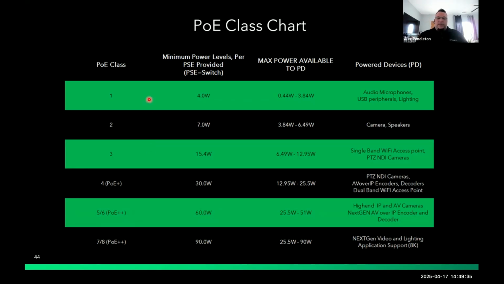So you can see the different types. 0 and 1 are the same. They go up from 0.44 up to 4 watts. 2 is around 7 watts. A lot of devices, cameras, speakers, different things, different peripherals are in there. 3, you'll see a lot of access points, the NDI cameras that can move around just on the fly. Those are always in there.